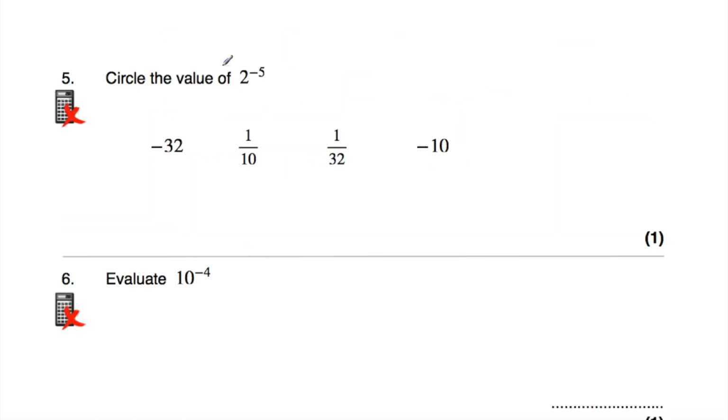Okay, let's look at our next question, question number 5. We've been asked to work out the value of 2 to the power of negative 5. So it would be 1 over 2 to the power of 5. Let's work out what 2 to the power of 5 is. That's 2 times 2 times 2 times 2 times 2. 2 times 2 is 4, times 2 is 8, times 2 is 16, times 2 is 32. So that means that 2 to the power of negative 5 is 1 over 32, or 1/32.